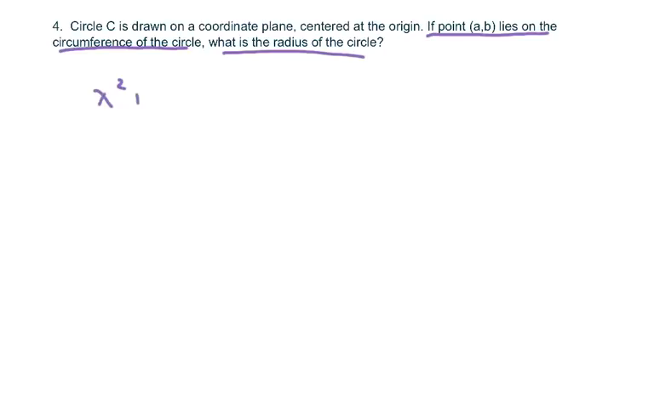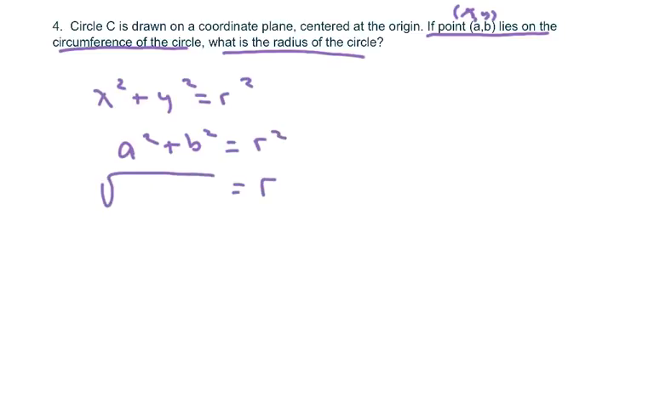You know that the equation of a circle centered at the origin is given by x squared plus y squared equals r squared, where x and y represent any ordered pair point that lies on the circumference of the circle, and r is the length of the radius. So instead of x and y, we're going to use a and b. So we get a squared plus b squared equals r squared. So r equals the square root of a squared plus b squared.